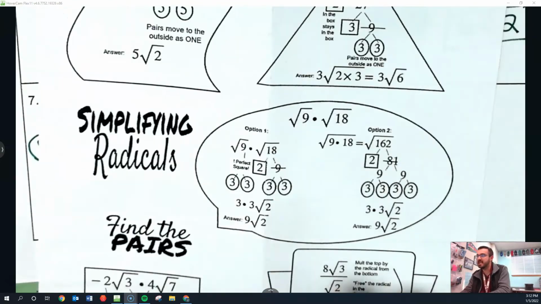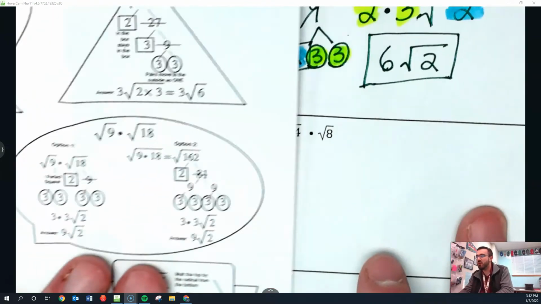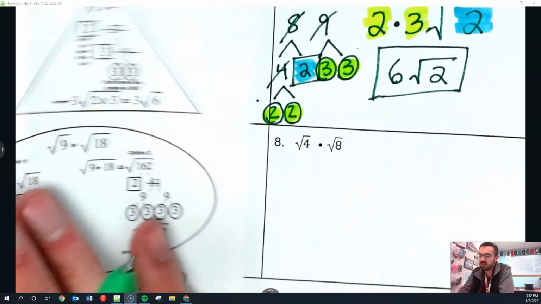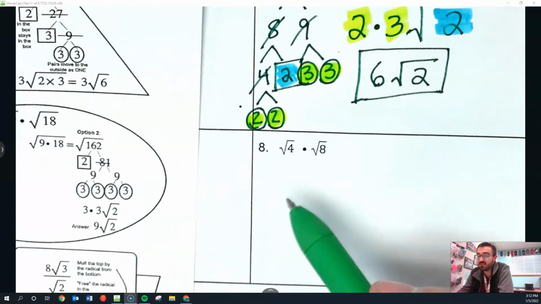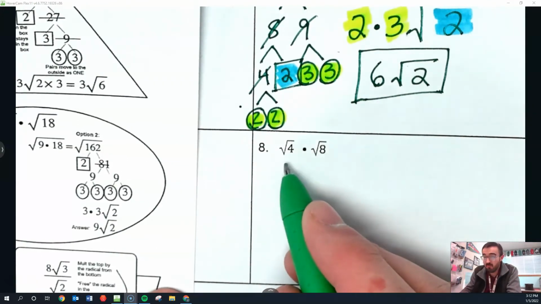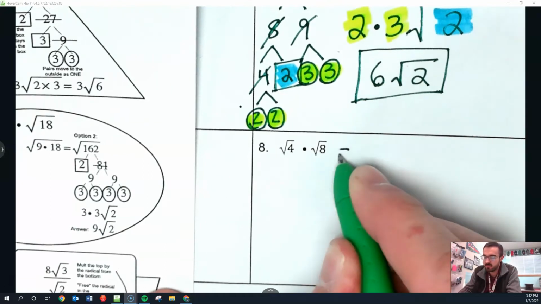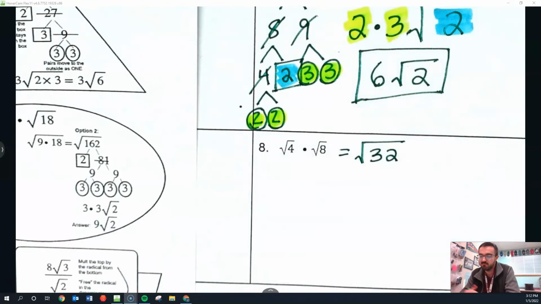You can break each of the radicals down individually. You can also multiply them together first. So the rule is if you see numbers that are outside the radical, you can multiply them together. If you see numbers that are inside the radical, you can multiply those together. But you can't mix and match. So for instance, 4 underneath the radical, 8 underneath the radical. So this can become square root of 32 because 4 times 8 is 32.